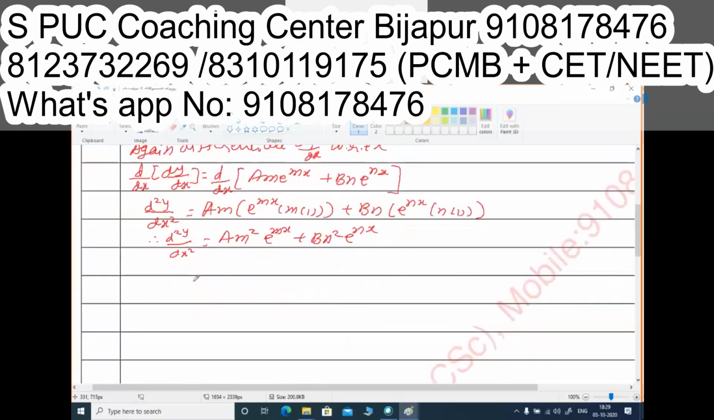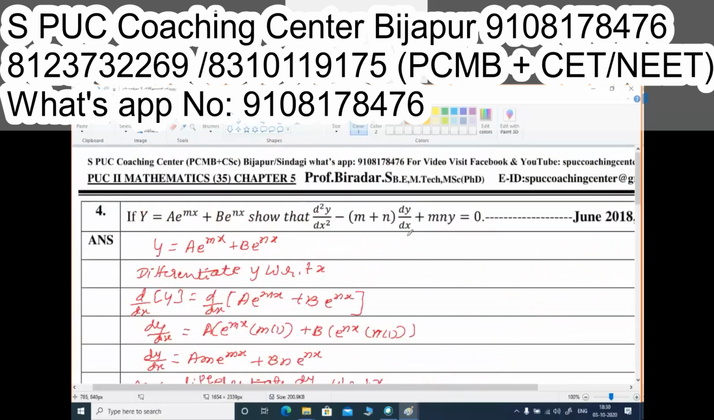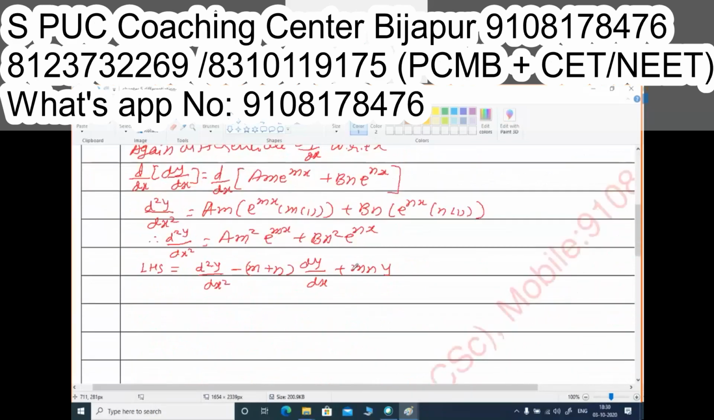Tell me, what has he given in the LHS? LHS equals d square y by dx square minus (m plus n) into dy by dx plus mny, equals 0. So this I have written. Now substitute the individual terms. What is d square y by dx square? You already found it out. The same term you substitute here: am square into e raised to mx.